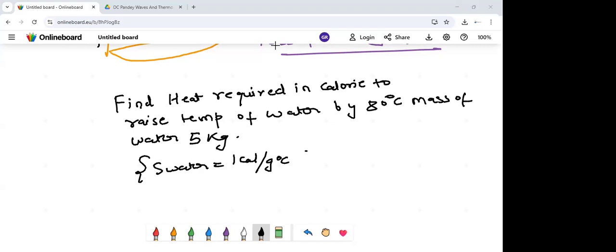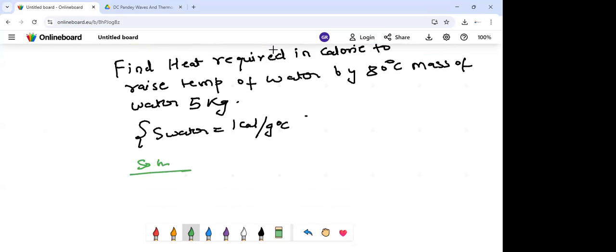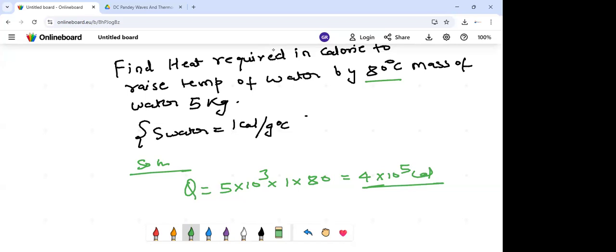Okay, let me take this now. So here, the first thing is, since the unit is... Aditya, correct, beta. First of all, you have to convert the mass. The formula is very simple, m s delta T. But since we are using gram and degree Celsius, degree Celsius is fine. Delta T doesn't matter, but the mass should be in gram. So 5 into 10 to the power 3 into 1 into 80. So you'll get 4 into 10 to the power 5 calorie. Is that clear to everyone? Are we clear here? Yes, Himanshu, you got your mistake? Yes, sir, clear. You didn't convert the mass from kg to gram.